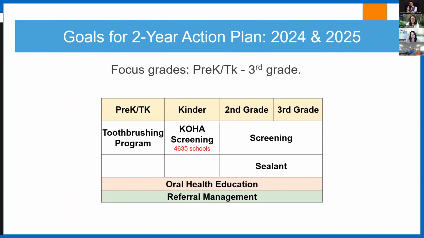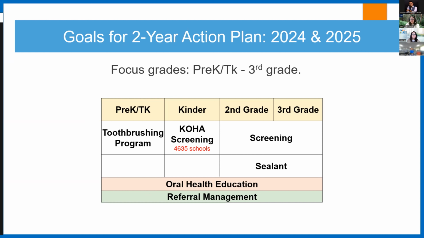So here's a bit of our structure. This is what we call a resource matrix, and this is the simplified version of the resource matrix. On top, we have the different grades: pre-K, kinder, 2nd grade, and 3rd grade. So oral health education is embedded throughout all the grades. And then also a referral management system to refer kids who have urgent dental needs, as well as really establishing a dental home for those children who don't have dental homes.